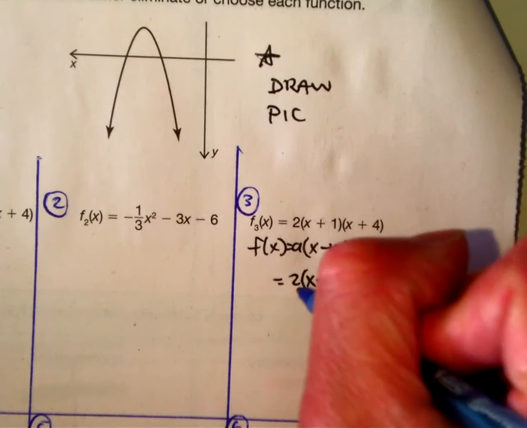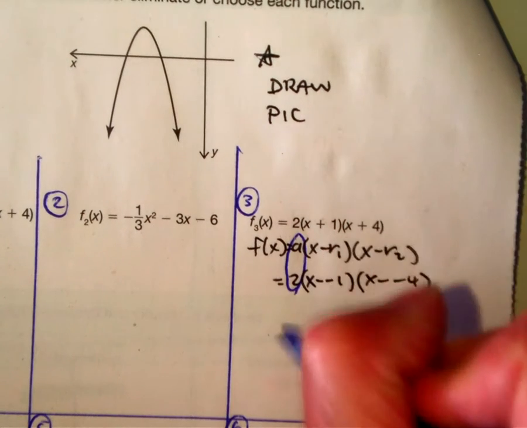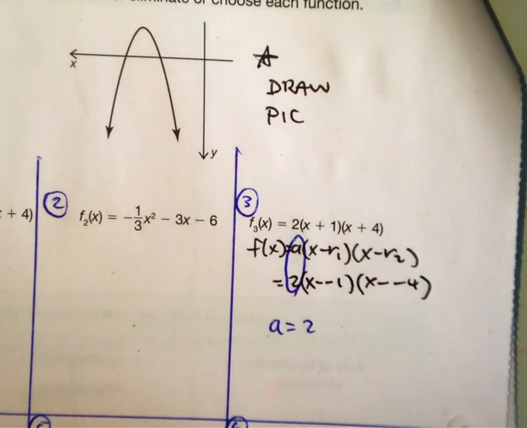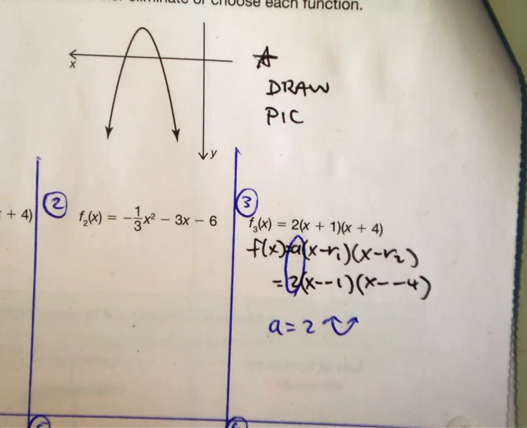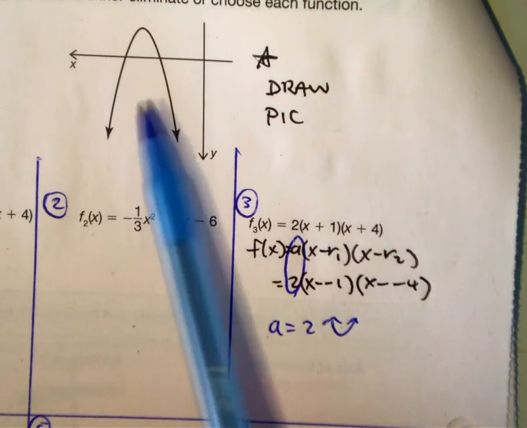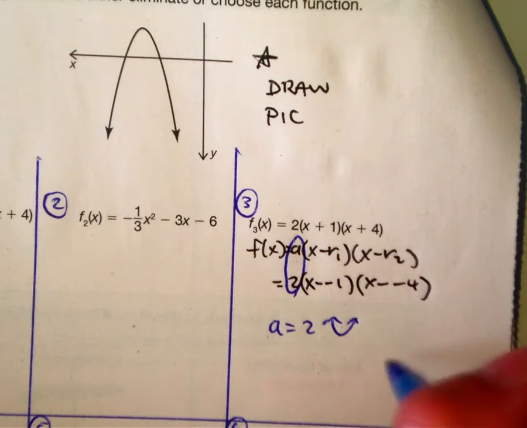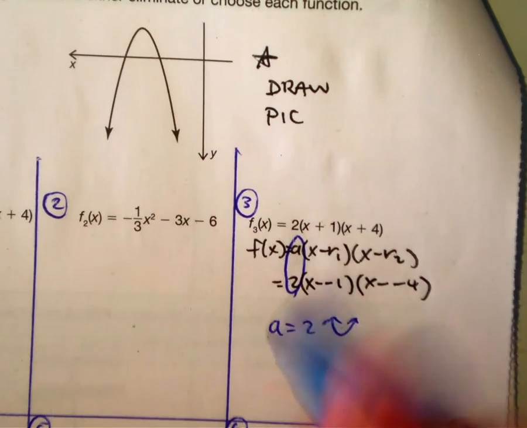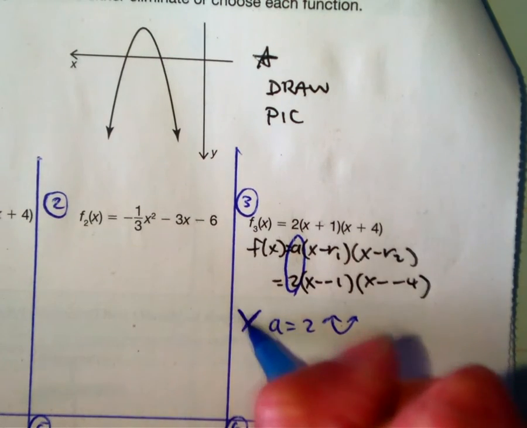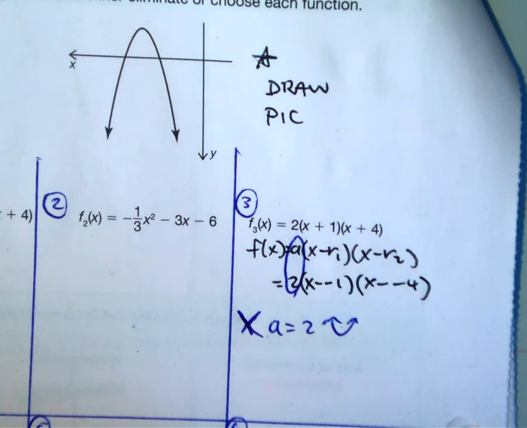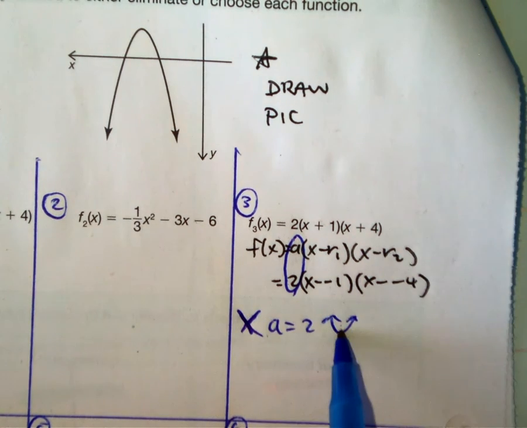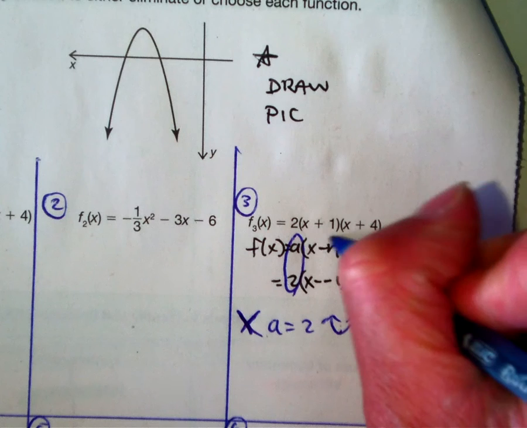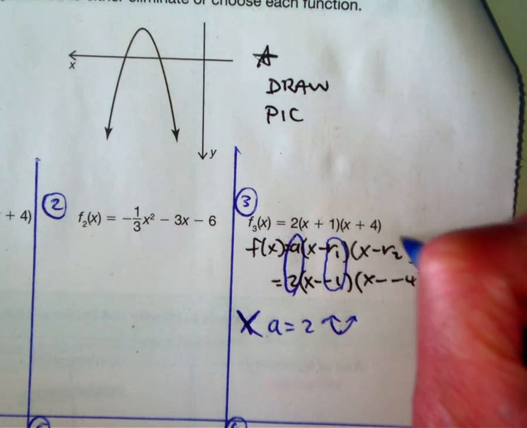I recognize in my formula that a is equal to 2. A equals 2 means the graph opens up. But here, my graph is opening down. Do you see that? So it can't be number 3. But I want to keep going to help you guys understand the rest of the problem. Okay? So I know it opens up. My R values are -1 and -4.